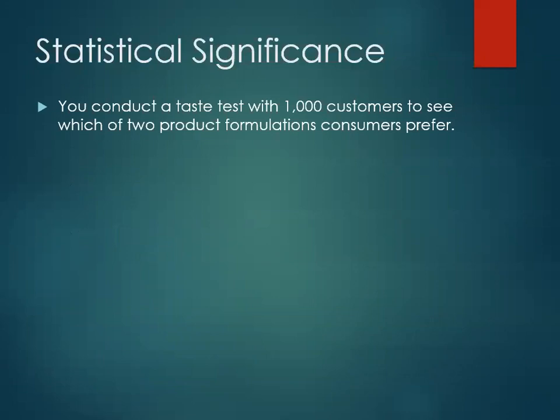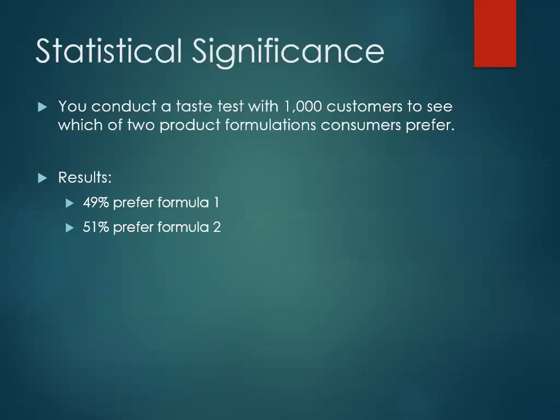Let's imagine that you do a taste test with 1,000 customers to see which of two product formulations consumers prefer. You give everyone these two formulas in unmarked cups, you ask them to consume the products, and then they have to indicate which cup they preferred, the cup containing Formula 1 or the cup containing Formula 2. Your results are that 49% of customers prefer Formula 1 in the sample, and 51% of your sample prefers Formula 2. And so now you have this question: is Formula 2 preferred?